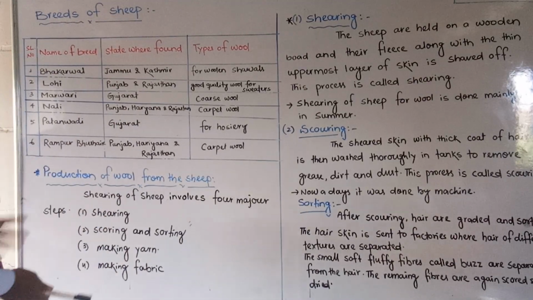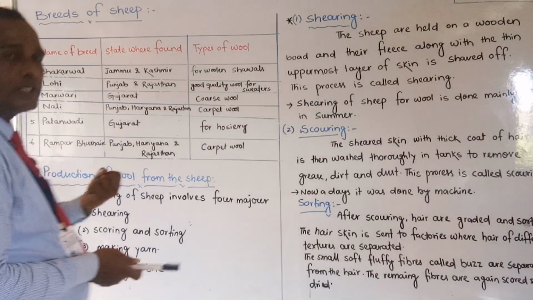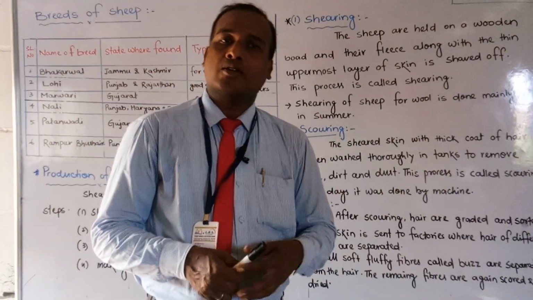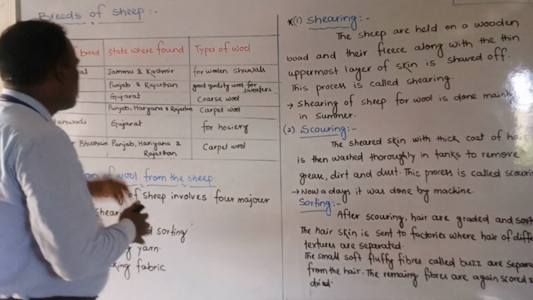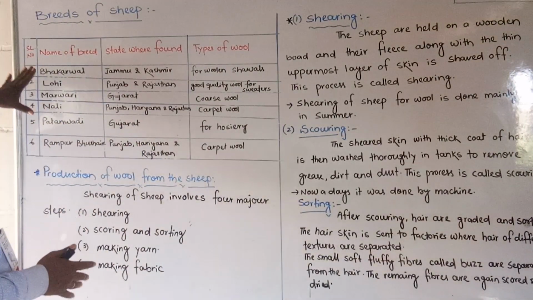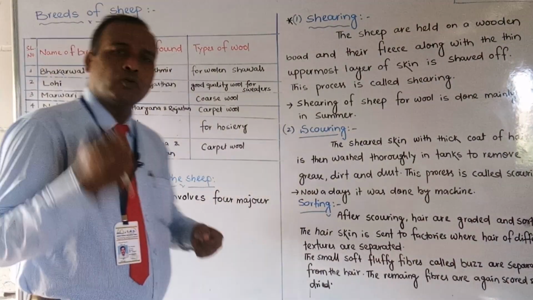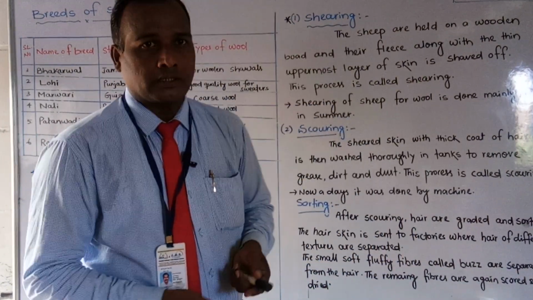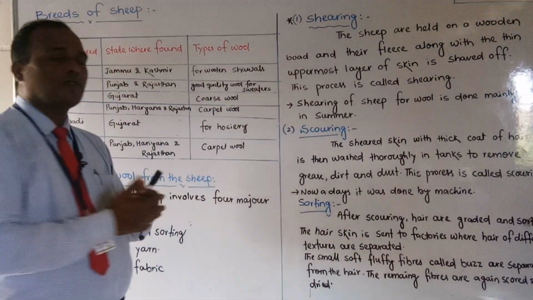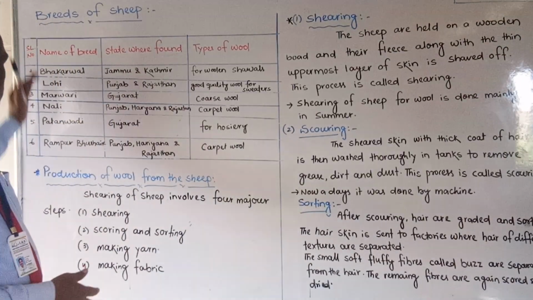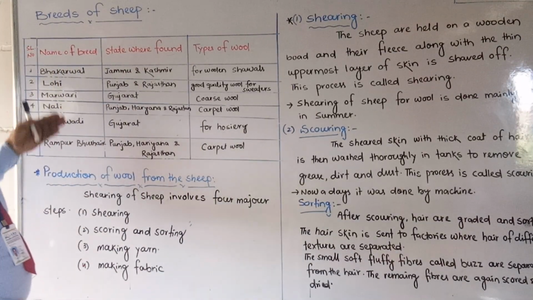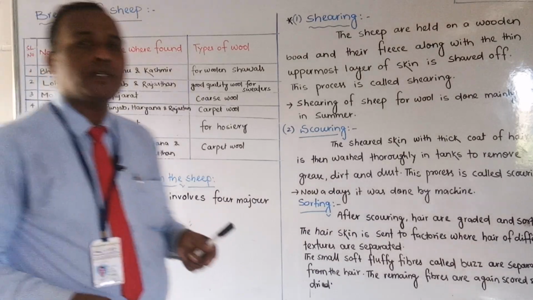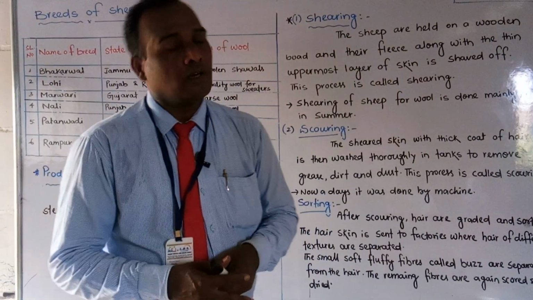This sheep also gives us wool for making carpets. So these are the different varieties of sheep. We get different types of wool, and we make different types of fabrics and articles from them, so there are differences in quality. According to the different breeds, we find sheep not in one place but in different states of India.